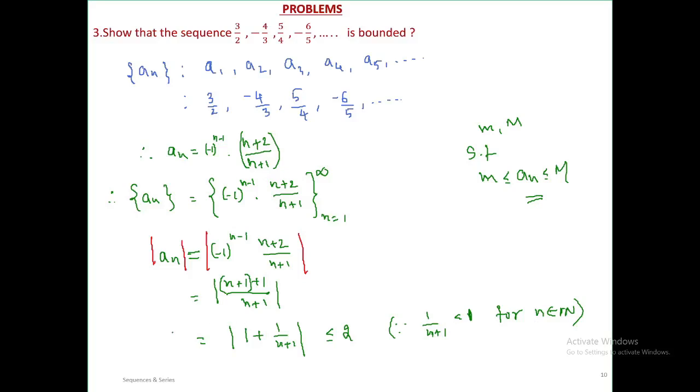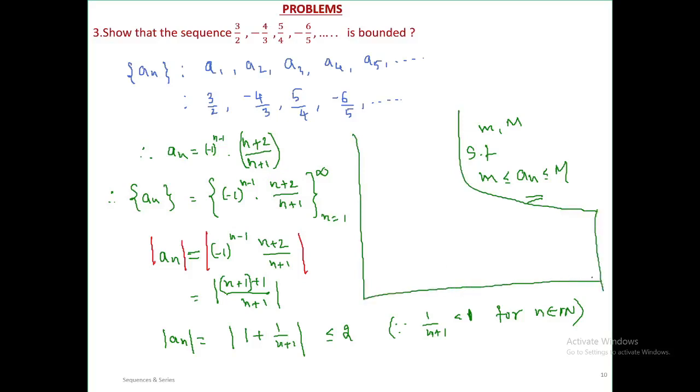So finally what I got, modulus of an is less than or equal to 2. Therefore I can write minus 2 less than or equal to an less than or equal to 2 if you remove the modulus. So this is true for all n belongs to natural numbers. That's it. I proved.